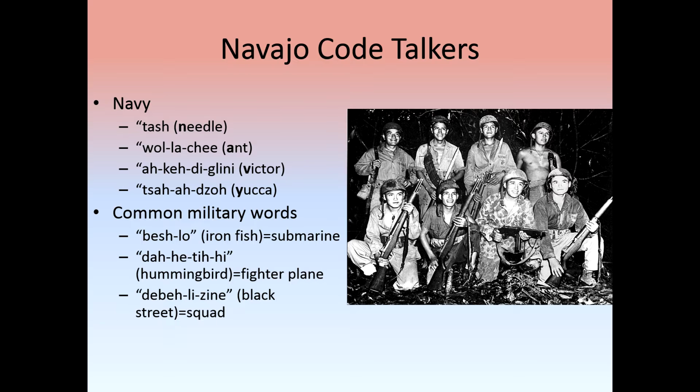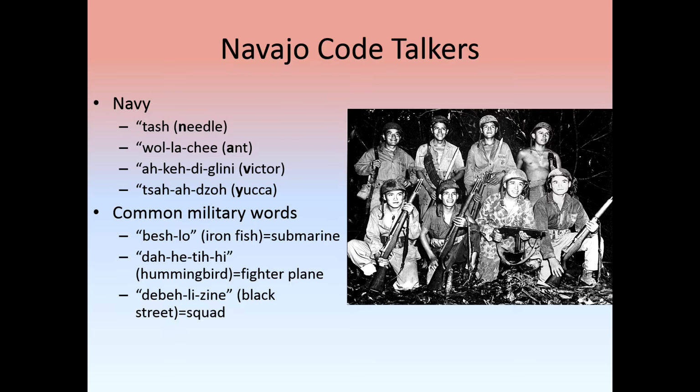They would use Navajo words to spell out each different letter of the alphabet. So if you wanted to spell Navy, you'd have to use all those words that I listed under Navy. The first one, Tosh, means needle. So you take the N, and then Wulachi means ant. And so you take the A from ant, and then so on, and you'd eventually get Navy.